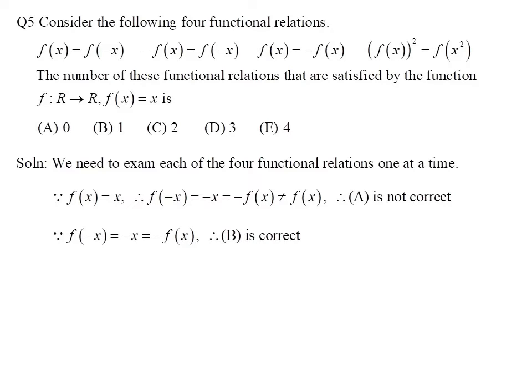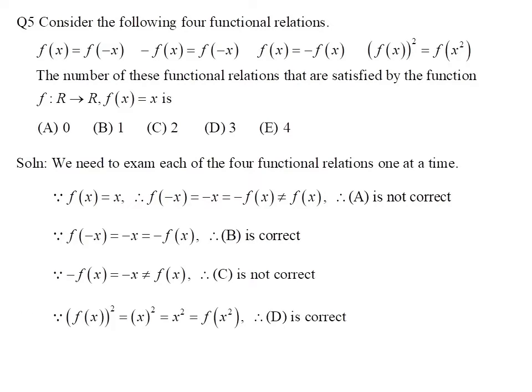As for B, since f of negative x equals negative x, which equals negative f of x, B is correct. As for C, since negative f of x equals negative x, which does not equal f of x, C is not correct. As for D, since the square of f of x equals x squared, which also equals f of x squared, D is correct. Hence, in conclusion, 2 of the given functional relations satisfy the function f of x equals x, so our answer is C.